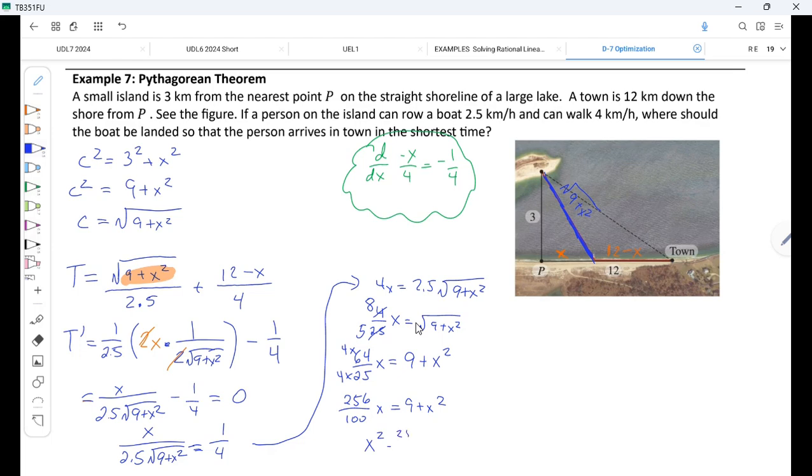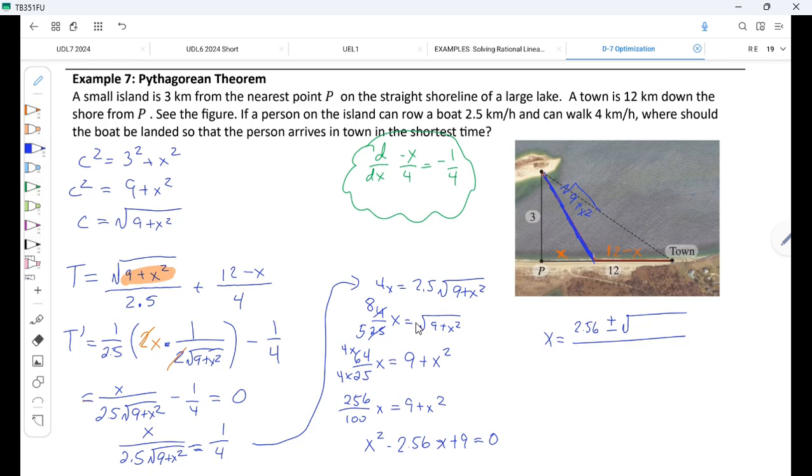We're going to subtract it because we're bringing it over to the other side. But I'm going to write it as 2.56x squared minus x plus 9 equals 0. And we can say that x equals 2.56 plus or minus the square root.